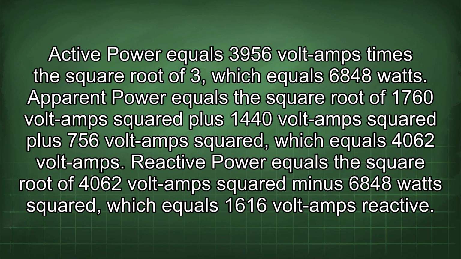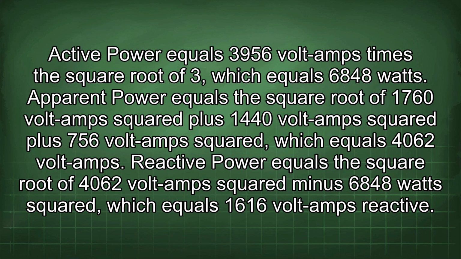Active power equals 3956 volt amps times the square root of 3, which equals 6848 watts. Apparent power equals the square root of 1760 volt amps squared plus 1440 volt amps squared plus 756 volt amps squared, which equals 4062 volt amps.